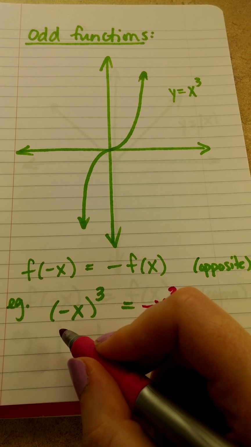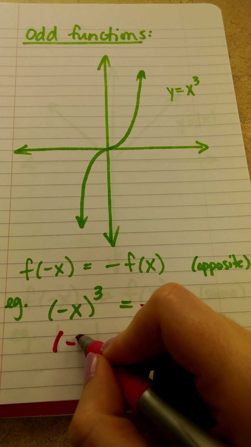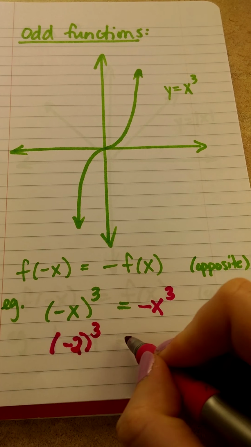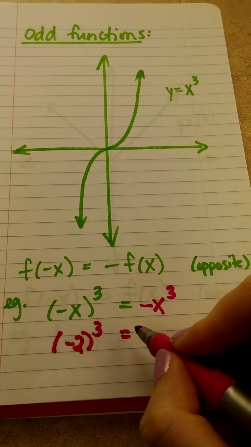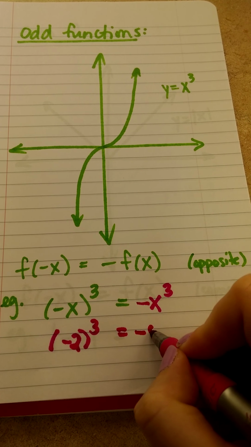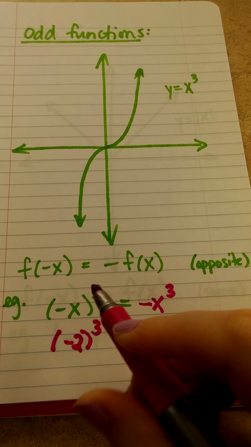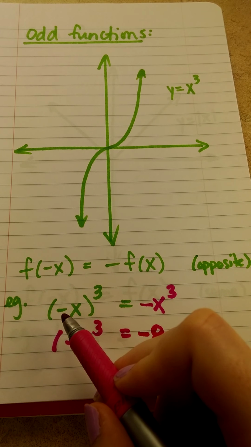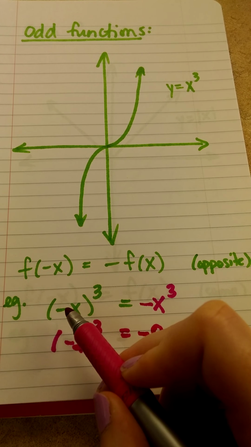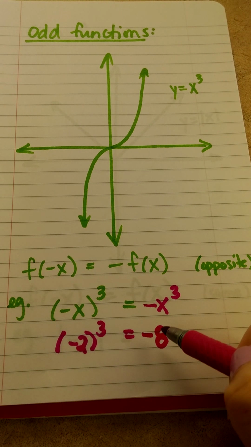It comes out as a negative y value. And if you want a concrete example of this, if we take negative 2 and we cube it, negative 2 times negative 2 times negative 2, we get negative 8 as an answer. So our negative input that we put in comes out with a sign that has the opposite of the original function, which was x cubed. So that's a test to see algebraically if we have an odd function.